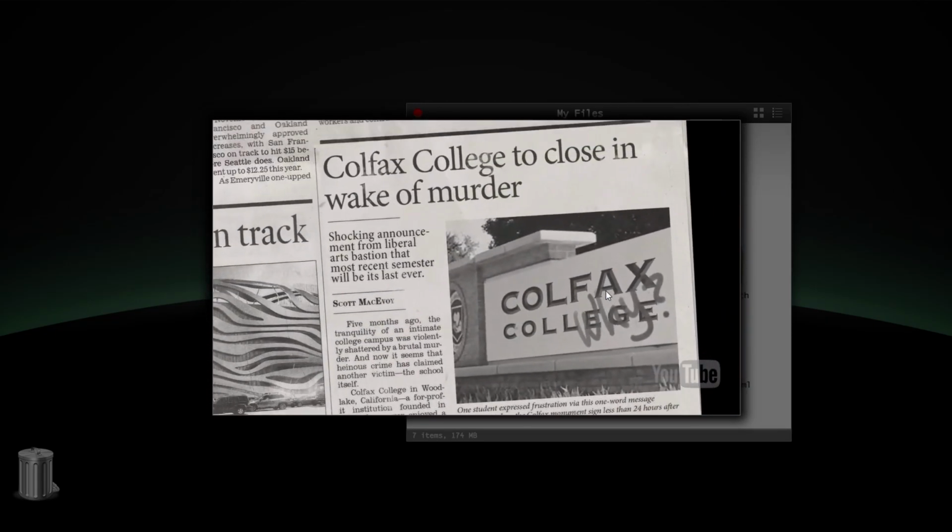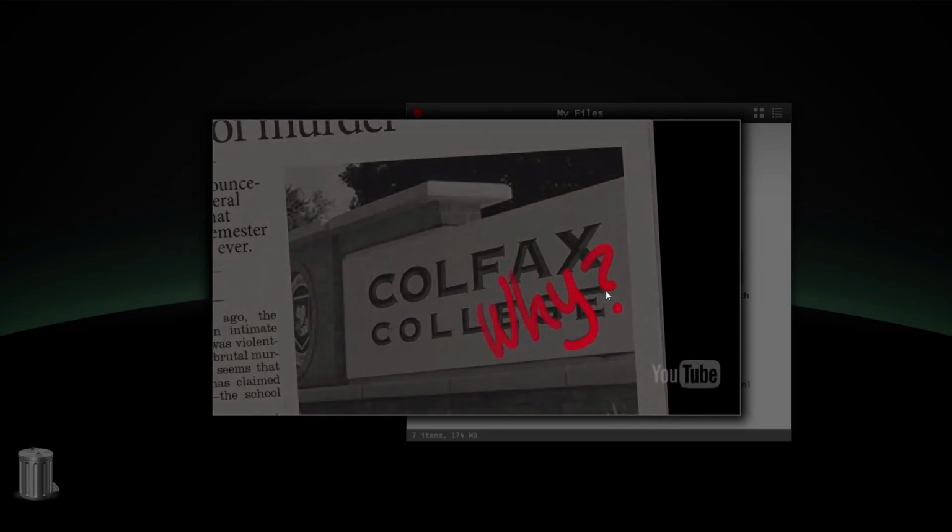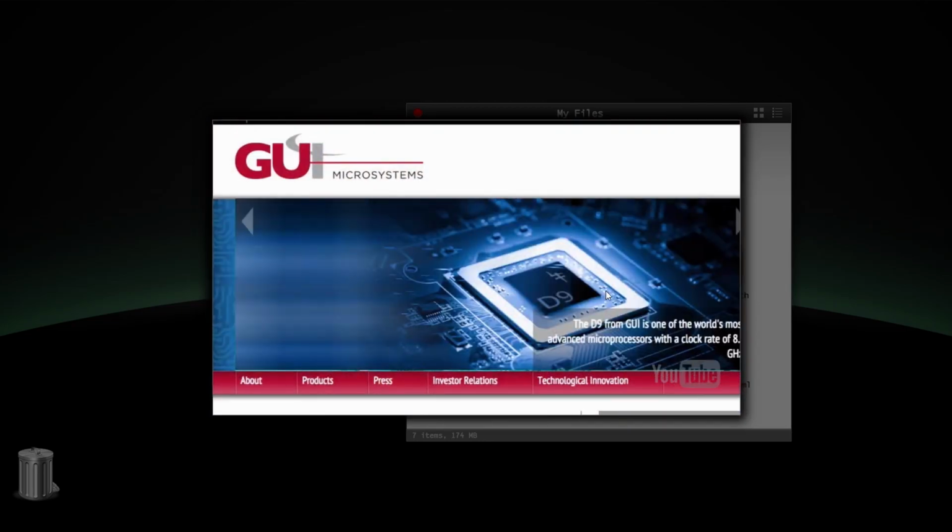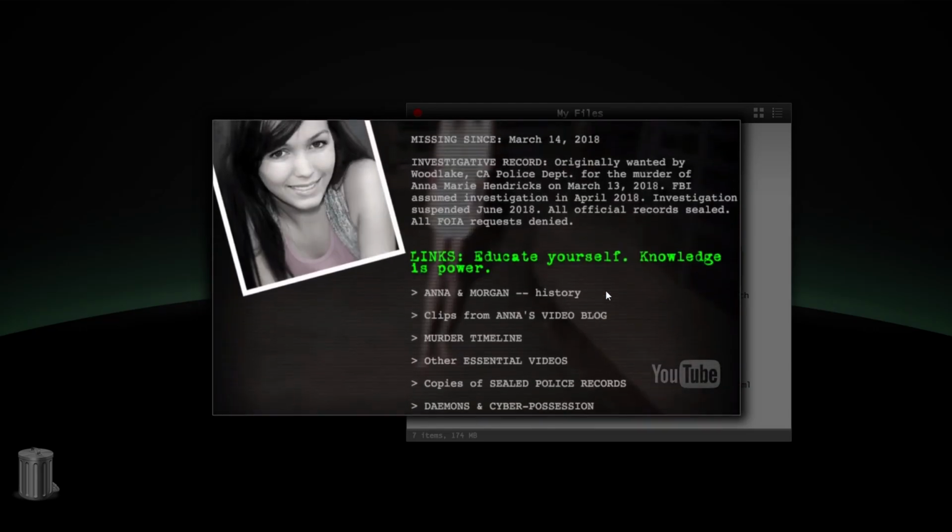All public records of these incidents have either been sealed or destroyed. One year later, Colfax College closed down completely. Why? Clearly, there are powerful forces, both human and inhuman, that do not want you to see the material on this website. I strongly urge you to study this site carefully. Because right now, you're watching this online. Over an internet connection. And that means you can be next.